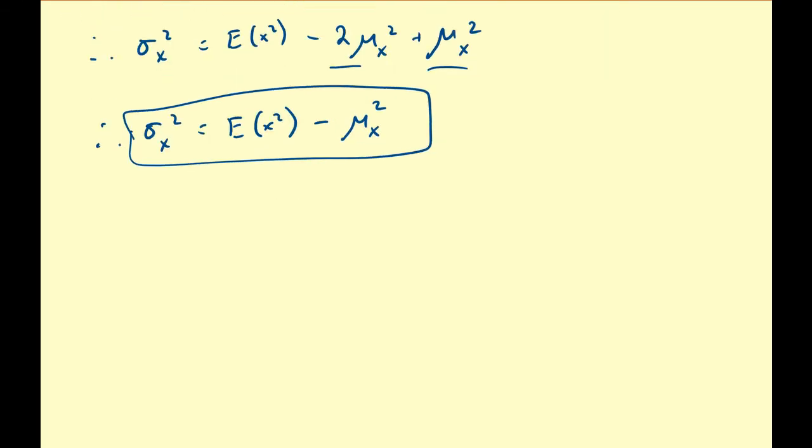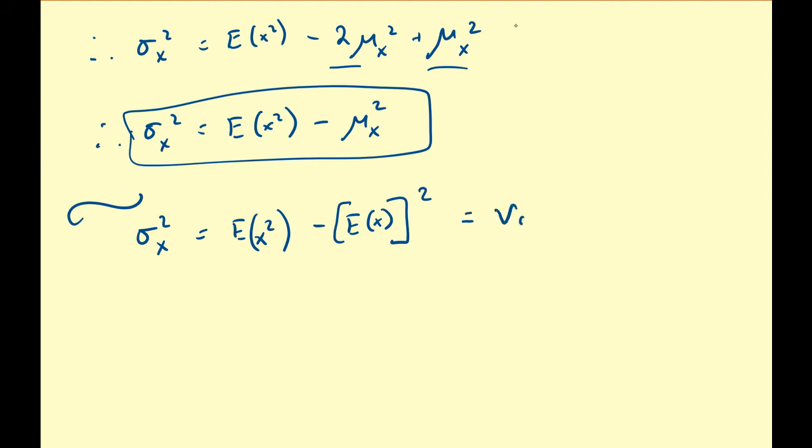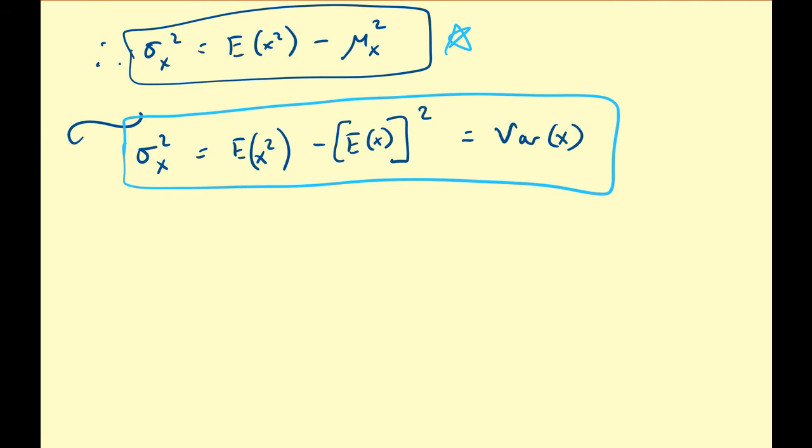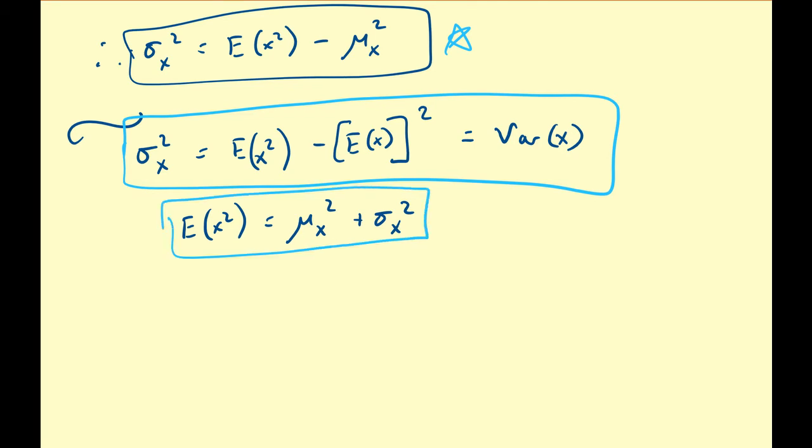Now you may see this written in a couple of different ways. You may see it written as sigma x squared is equal to E of x squared minus the expected value of x, the quantity squared. And of course this is the same thing as writing the variance of x. So this is one common notation. But if we look at this notation and add mu x squared to the other side, then we also get the identity that the second moment of x is equal to mu x squared plus sigma x squared. And this is another useful identity as well, if you know one, or you need to know one of these three components.